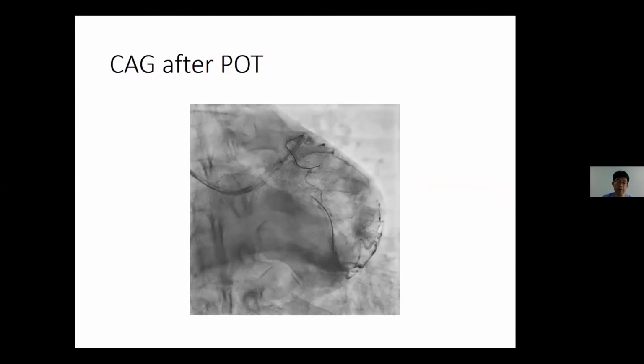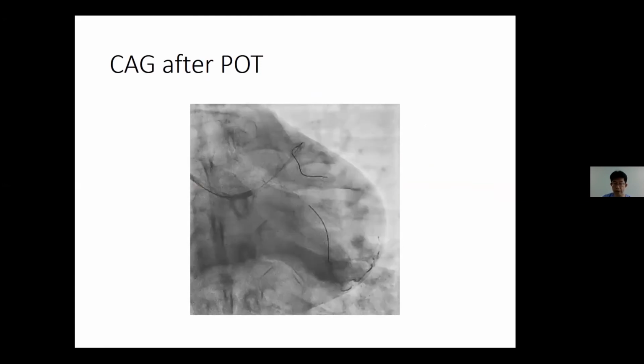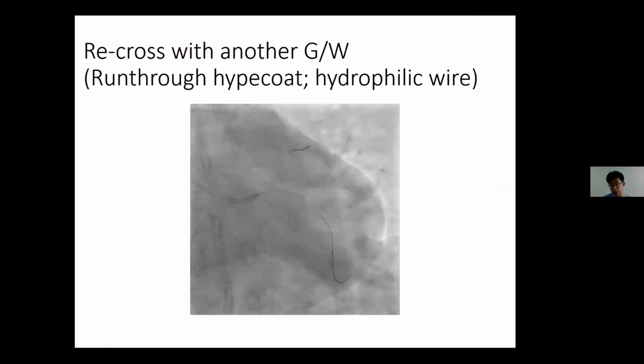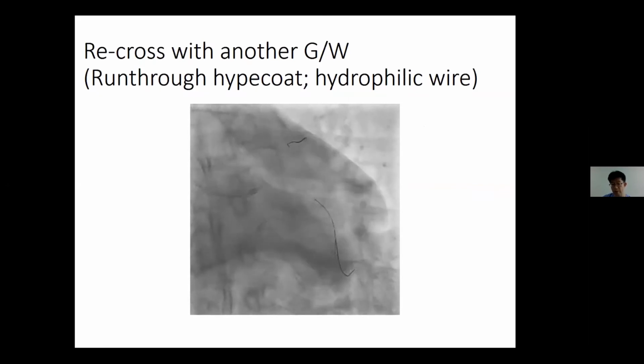As you can see, the ostial circumflex is jailed. So recross the guide wire with another wire. I like the Runthrough Hypercoat. The Hypercoat guide wire has a hydrophilic coating, so it's very useful to cross a stent strut, very easy.